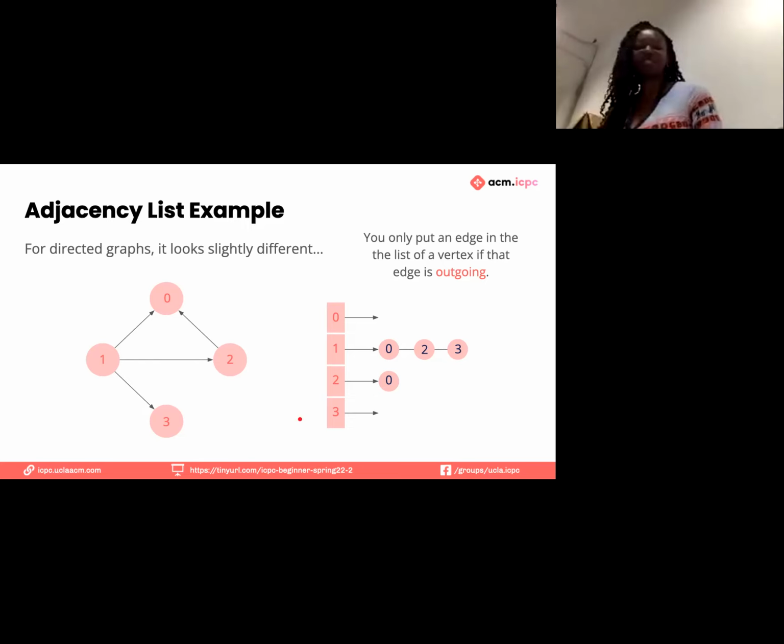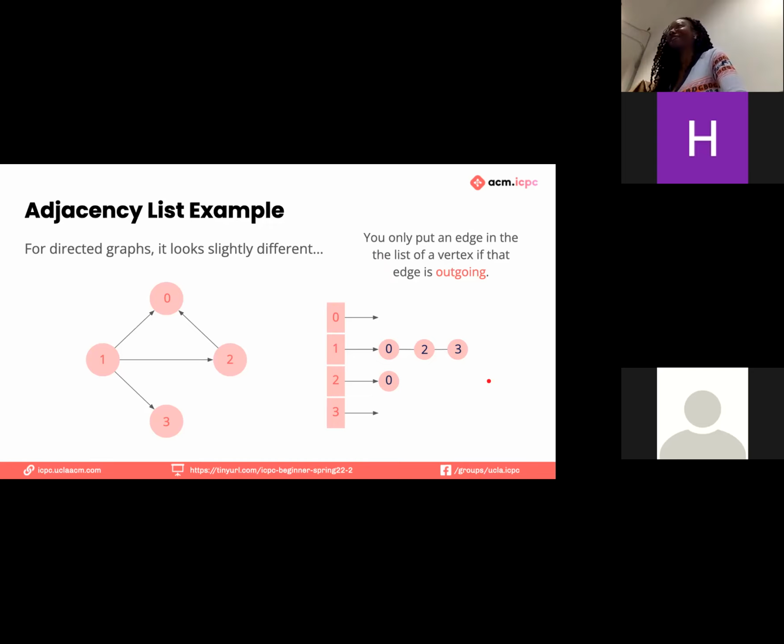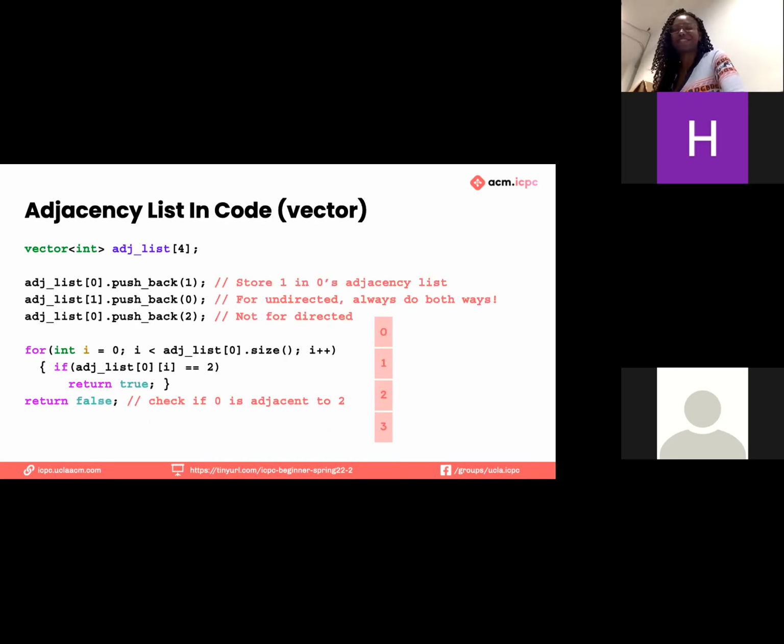Okay, thank you. Awesome. So does this make sense? I just want to keep asking, because in previous quarters, we've done this workshop and went way too fast. So I'm going to go slower. Okay, great. So an adjacency list in code, this is using vectors.